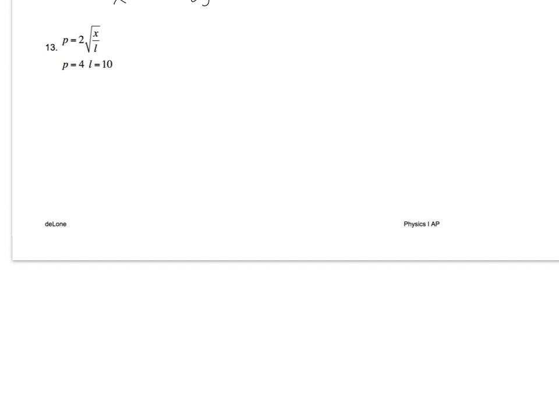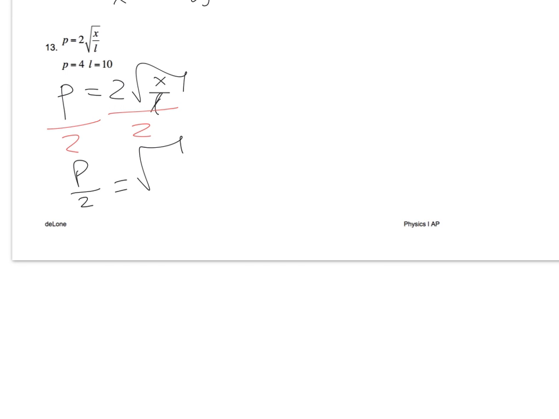Moving on to our next one, we have p equals 2 times the square root of x over L. So what I'm going to do is try and get that square root by itself on the right hand side by dividing both sides by 2. So I end up getting that p over 2 is equal to the square root of x over L. Okay, now to get rid of that square root, I'm simply going to square both sides, and I find that this is going to become p squared over 4, okay?